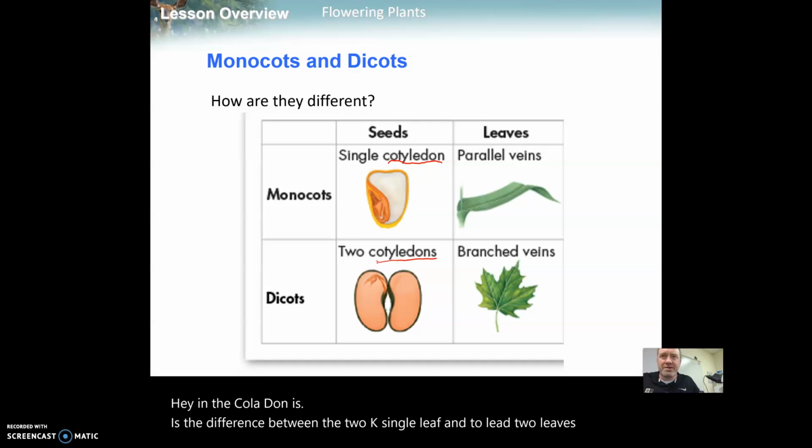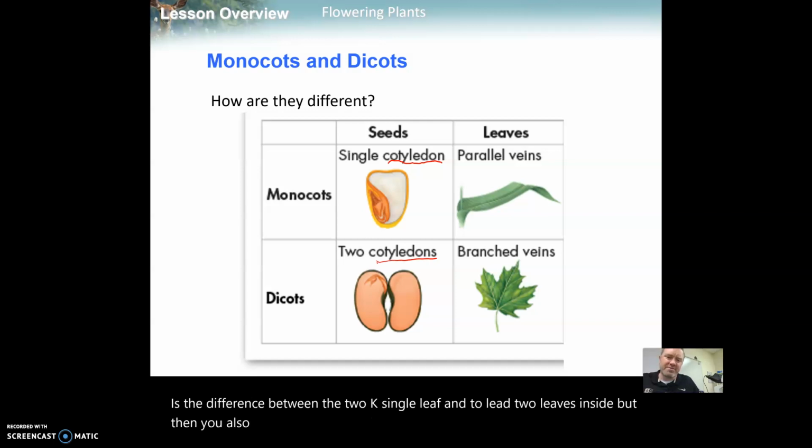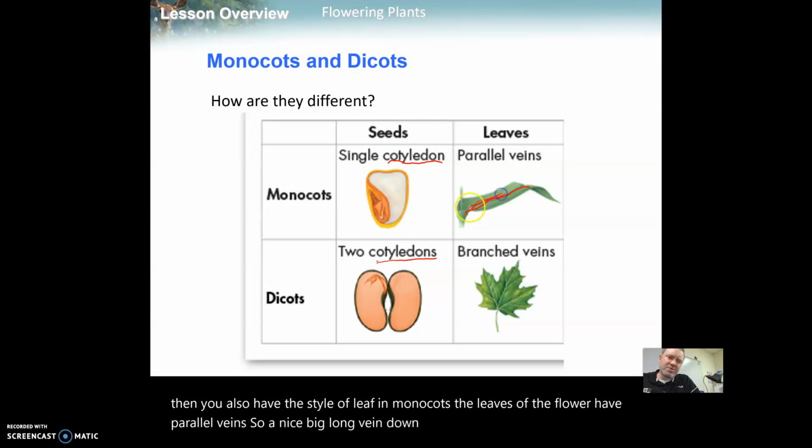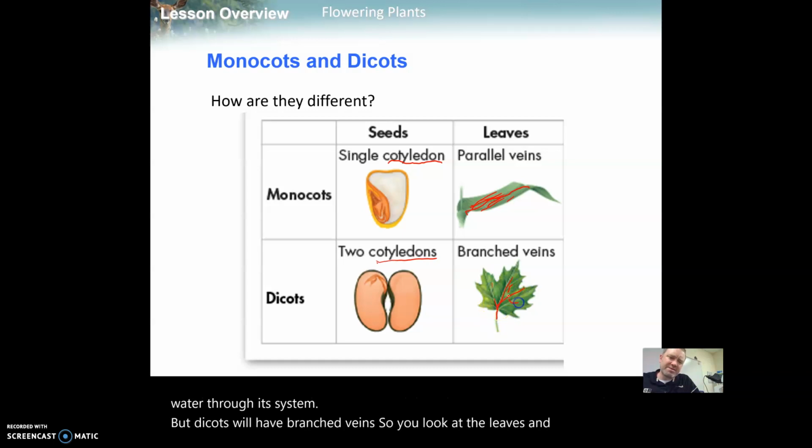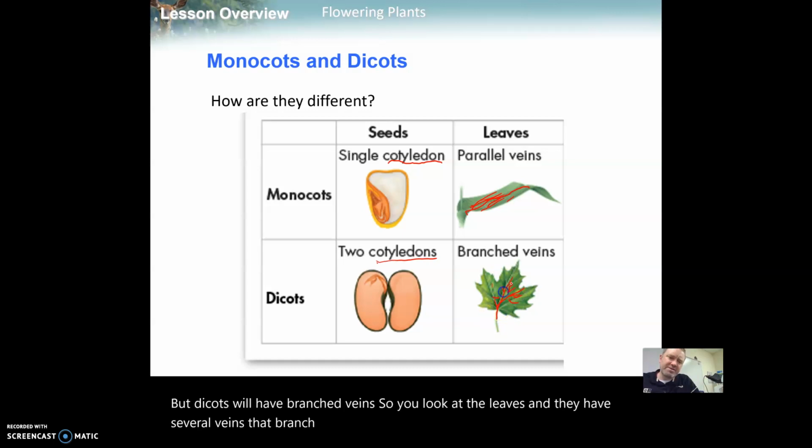But then you also have the style of leaf. In monocots, the leaves of the flower have parallel veins, so a nice big long vein down the middle, and then the other veins run along with it. Parallel veins, it's called. That's how it moves nutrients and water through its system. But dicots will have branched veins. So you look at the leaves and they have several veins that branch off into different locations. So that's what makes the monocots different between leaves.